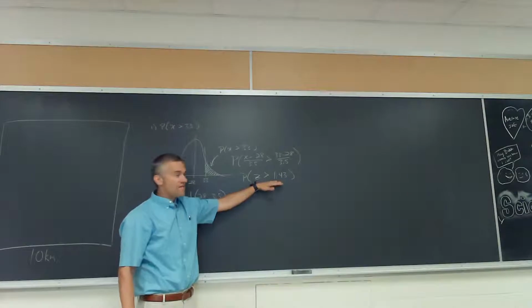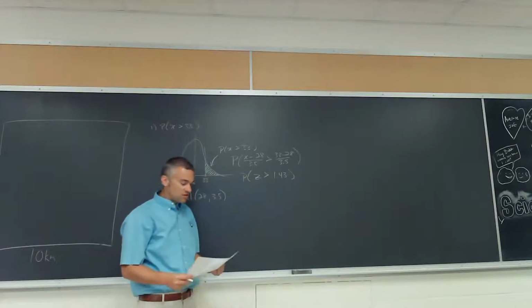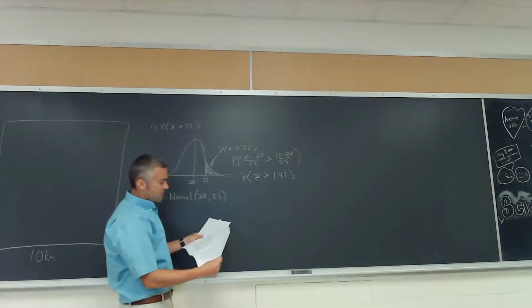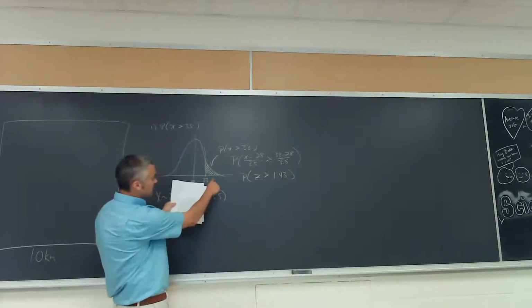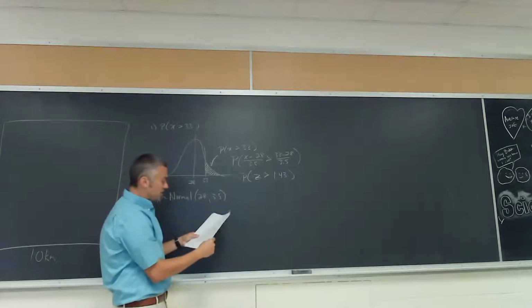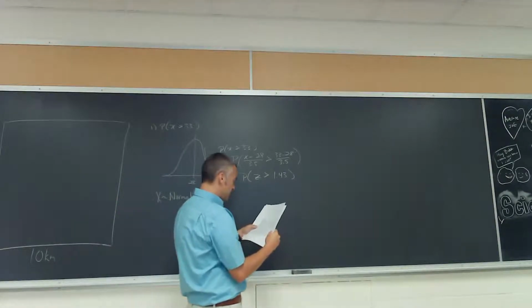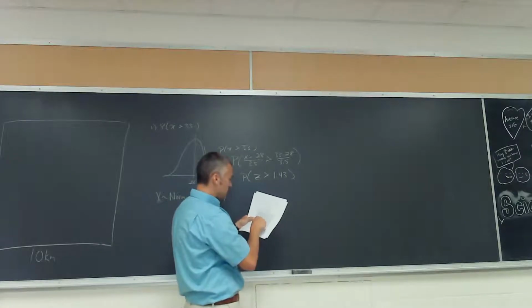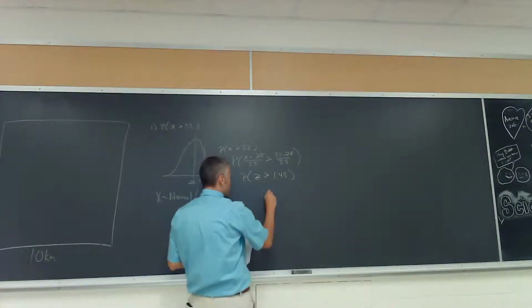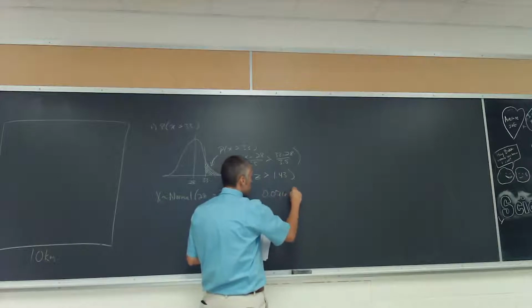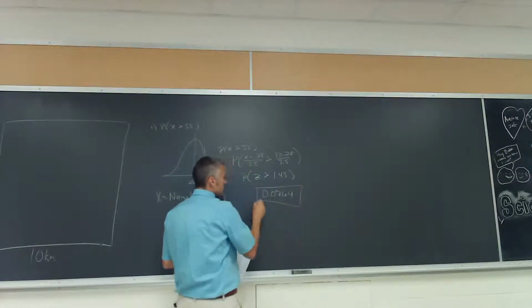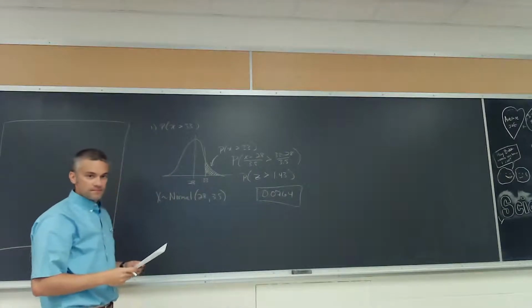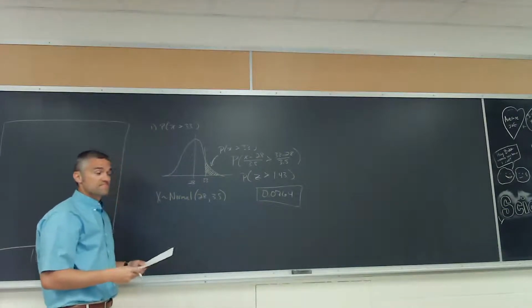All right? That right there allows us then to use our table. So I look at my table, and I realize that I'm actually looking at this tail region. So now I just go down to 1.43. So 1.4, I read across to 0.03, and I get 0.0764. And that's our probability. All right? You get that?